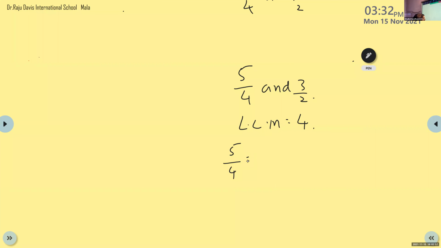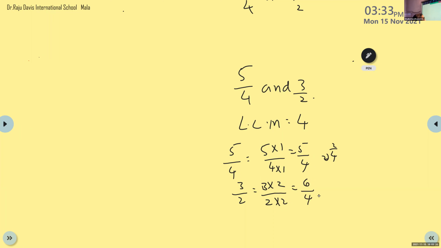You can write 4 by 4 is 1. Ma'am, 5 into 1 is the answer. 5 by 4 is the answer. 3 by 2, you can write 4 by 2 is 2. So 3 into 2 divided by 2 into 2, that is 6 by 4. Which is larger? Ma'am, the second one is larger.